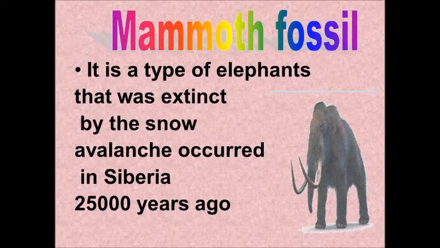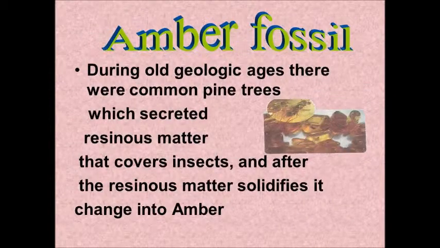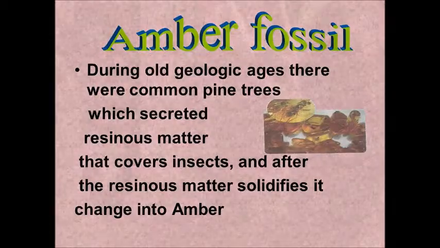Mammoth fossil. It's a type of elephant that became extinct due to a snow avalanche that occurred in Siberia 25,000 years ago. Amber fossil. During all geologic ages, there were common pine trees which secreted resinous matter that covered insects, and after the resinous matter solidifies, it changed into amber.